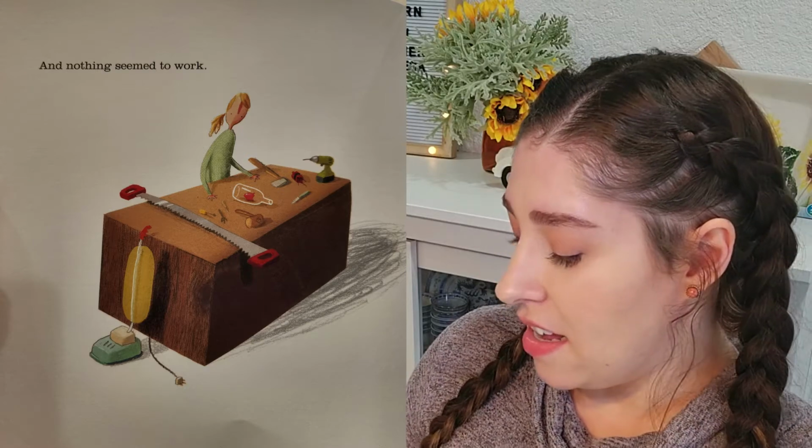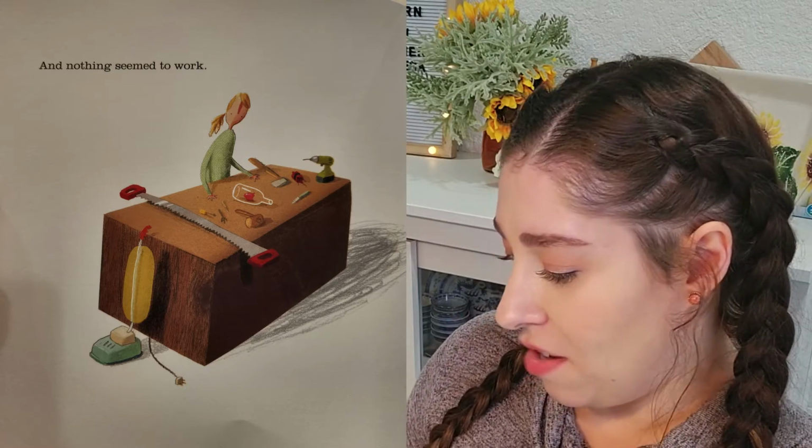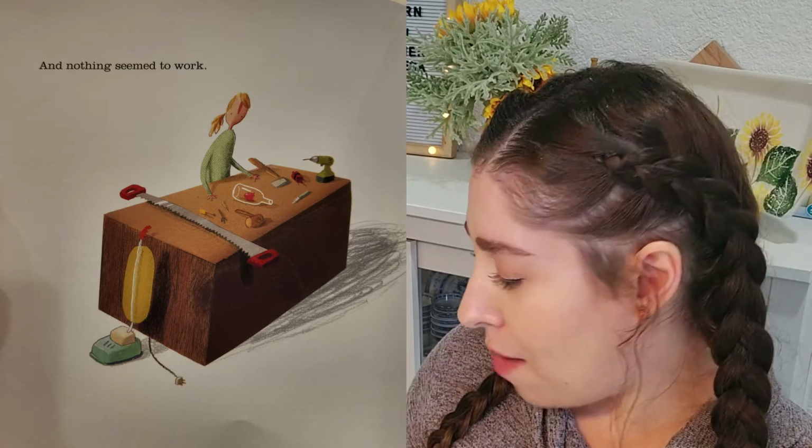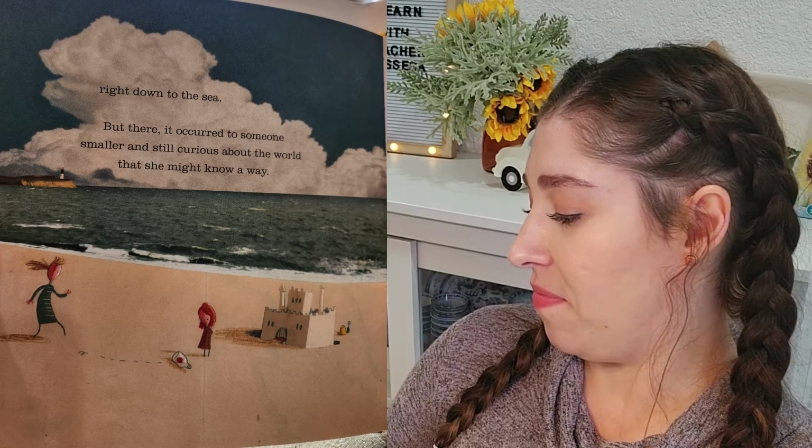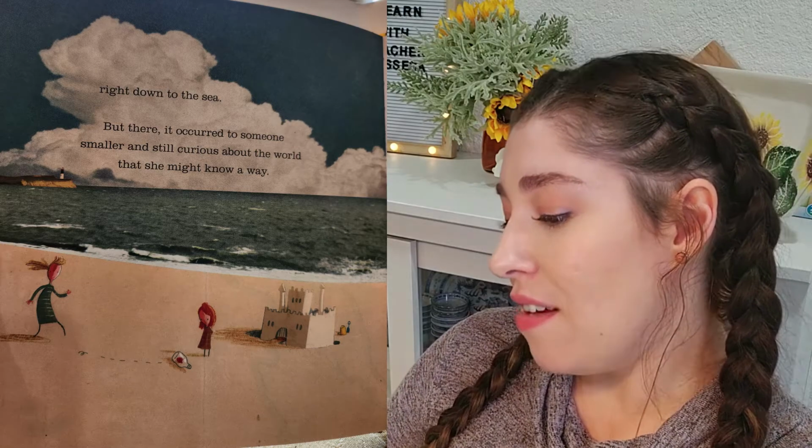And nothing seemed to work. So it looks like she tried using the vacuum. She has a drill. She has a wood hammer. The bottle couldn't be broken. It just bounced and rolled. Right down to the sea.